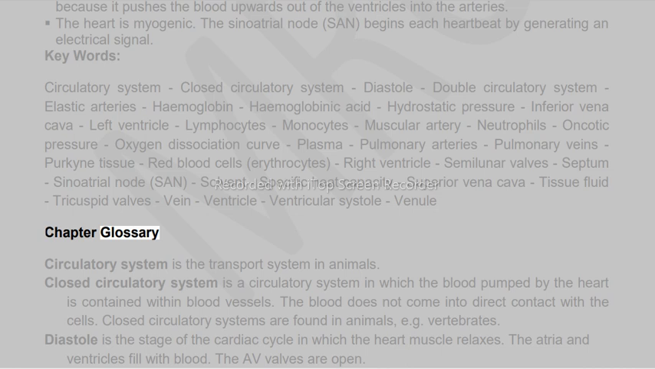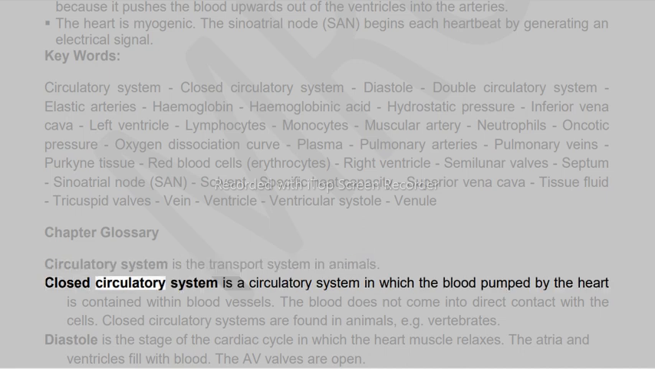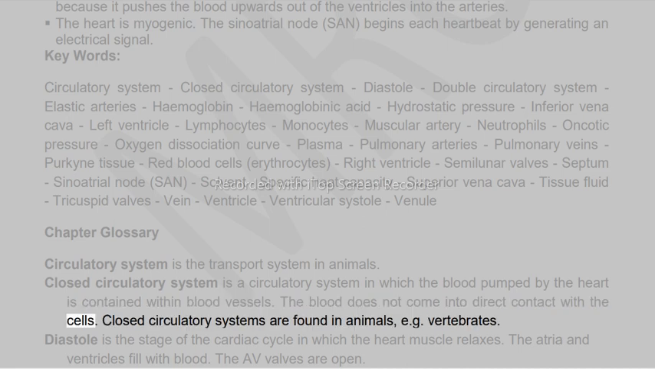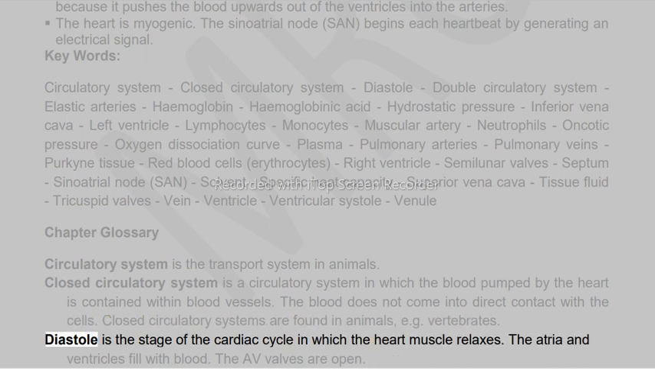Chapter Glossary. Circulatory system is the transport system in animals. Closed circulatory system is a circulatory system in which the blood pumped by the heart is contained within blood vessels. The blood does not come into direct contact with the cells. Closed circulatory systems are found in animals, e.g. vertebrates. Diastole is the stage of the cardiac cycle in which the heart muscle relaxes.